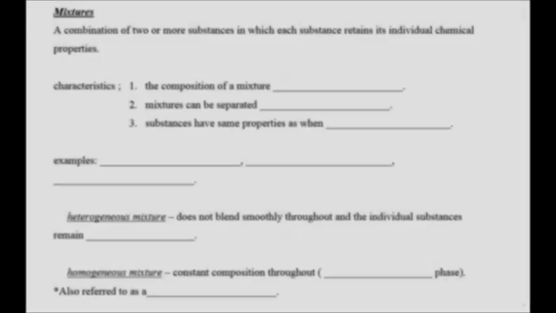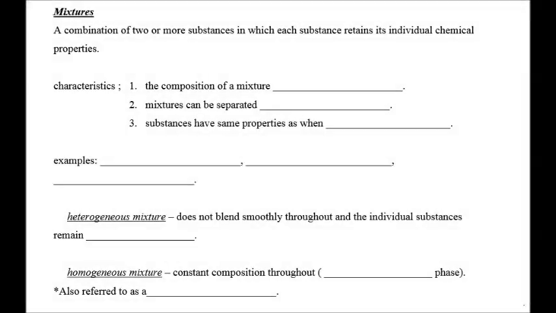This is Chapter 3, Lecture 3. We're on page 32 in the notes, and we are discussing mixtures. A mixture is a combination of two or more substances in which each substance retains its individual properties. The composition of a mixture varies.